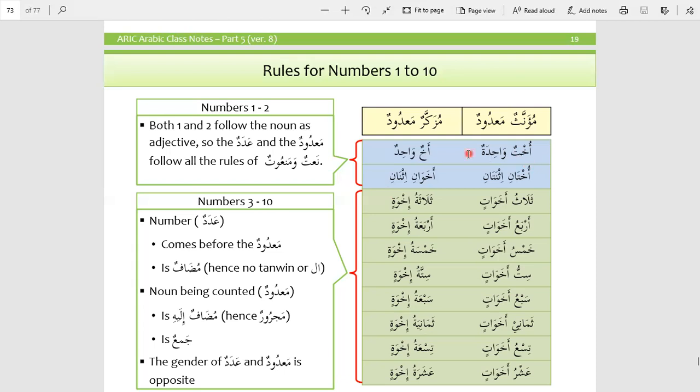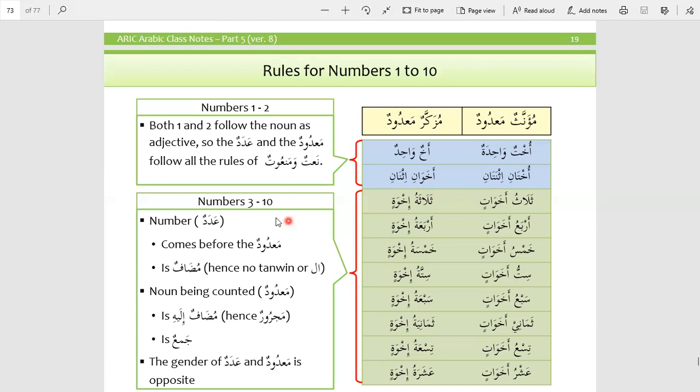Ukhtun, wahidatun, they're the same. Ukhtun, this is feminine. Sister, wahidatun, this is feminine number. So they are the same. If you know the rule of nat and manut, they follow the same in number. So akhun, wahidun. This is masculine, this is masculine. So 1 and 2, they do that. Ukhtan, remember 2, ukhtan itnatan, akhawan itnan. So they follow the same rule.